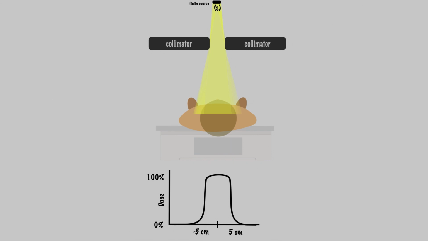This is the geometric penumbra, because it's created by the geometry of the source size, the distance from the source to the collimator, and the distance from the source to the patient. Now let's take a look at how geometric penumbra changes with source size, SSD, and SCD.